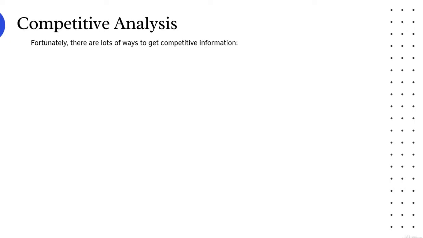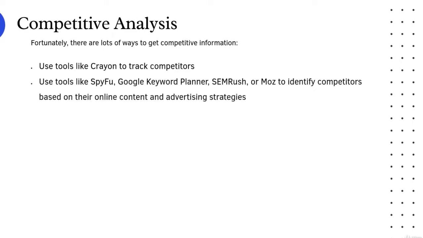Fortunately, there are lots of ways to get competitive information. Use tools like Crayon to track competitors. Use tools also like SpyFu, Google Keyword Planner, SEMrush, or Moz to identify competitors based on their online content and advertising strategies.